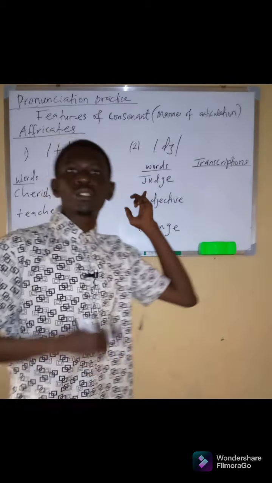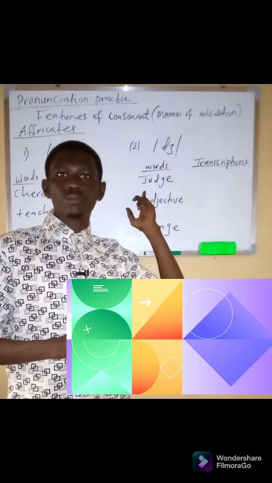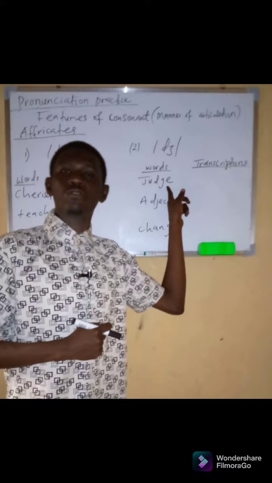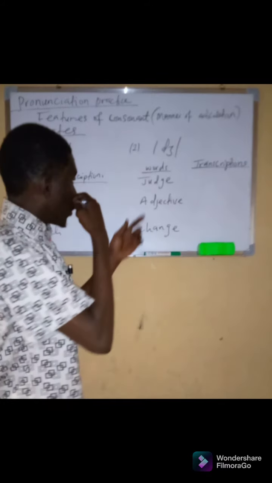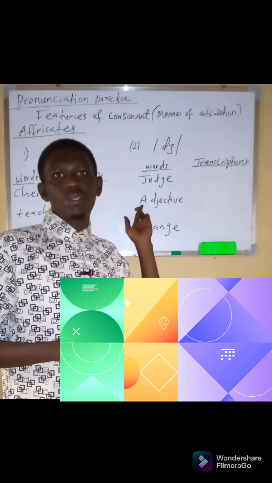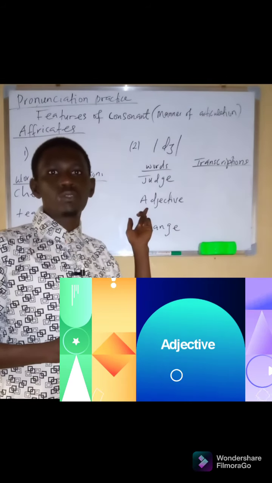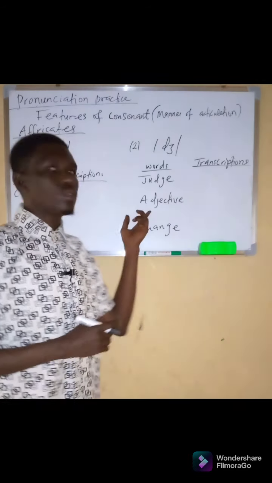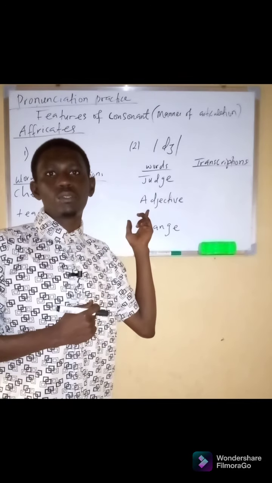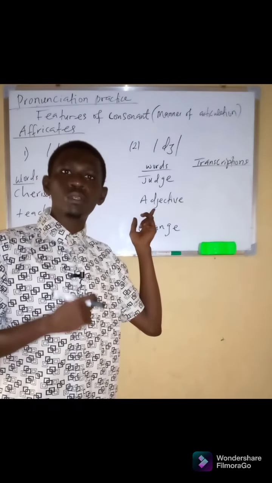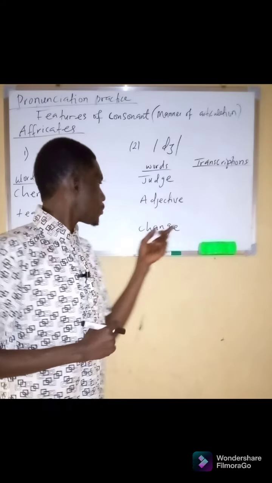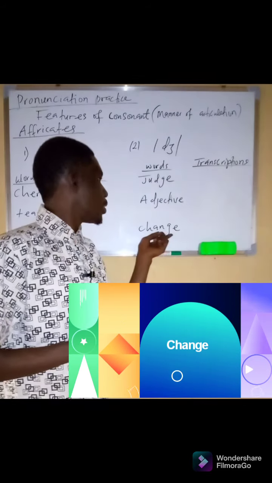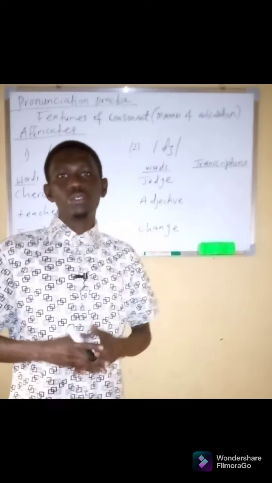And we have it in words like judge. We have it here at the initial position and at the same time at the final position of the word. Here we have adjective. This word is not pronounced the way we wrongly mispronounce it, but adjective. So here we can observe the sound at the middle position of the word. And this is change. Here we can observe it at the final position of the word.